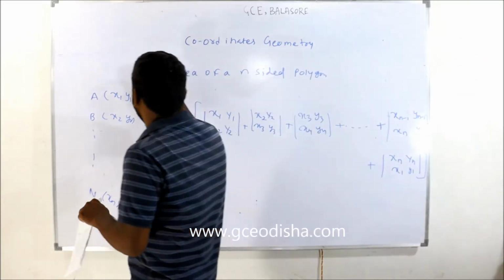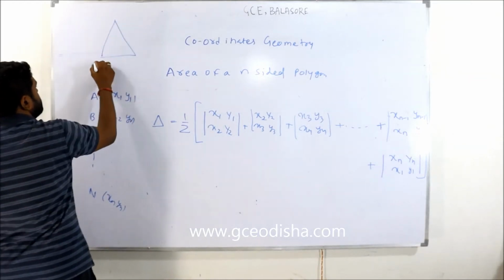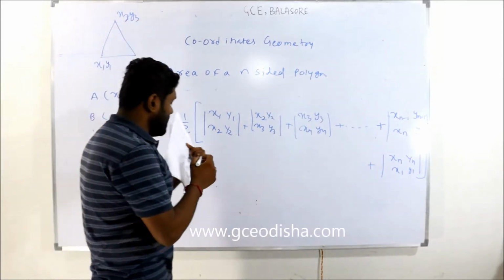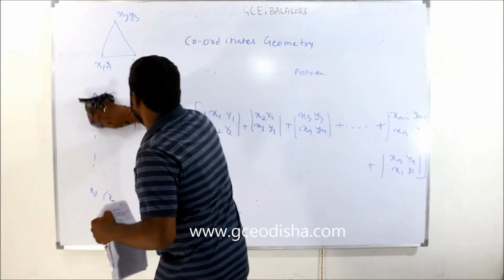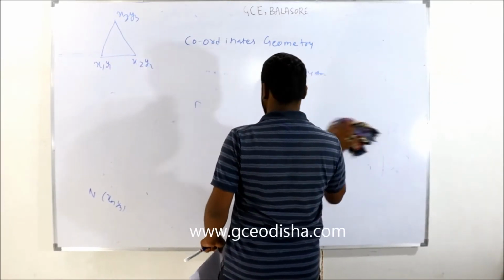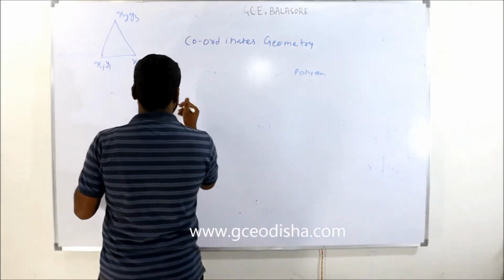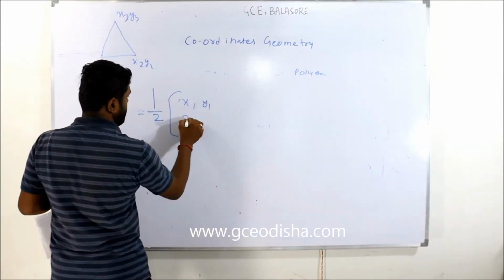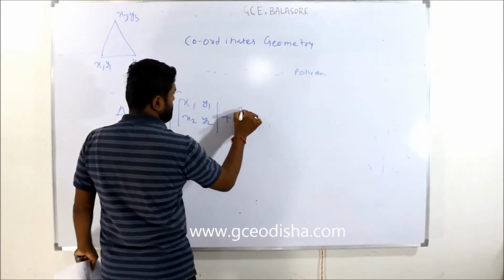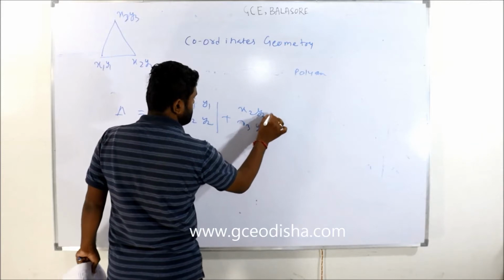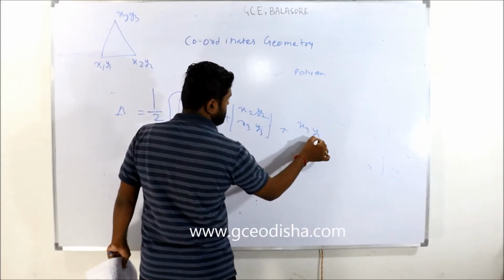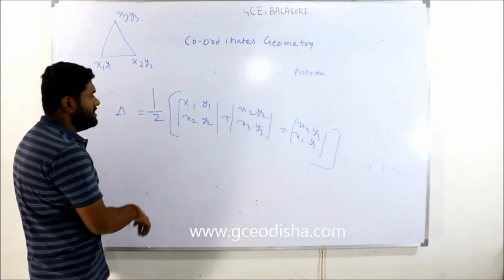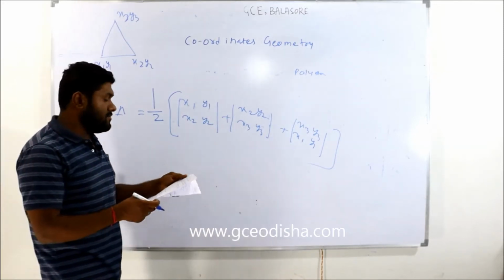Same as that, if they give the triangle, find the area of the triangle with x1 y1, x2 y2, and x3 y3. How can you find the area of the triangle? This is the same as that. Area of the triangle is half times the determinant of x1 y1 and x2 y2, mod, plus x2 y2 and x3 y3, mod, then x3 y3 and x1 y1, mod. Addition of the three determinants multiplied with half gives the area of the triangle.